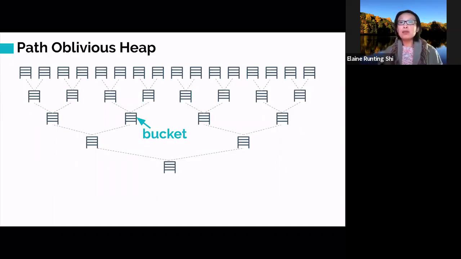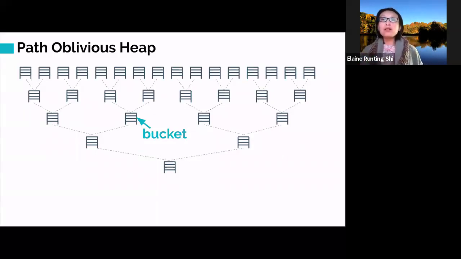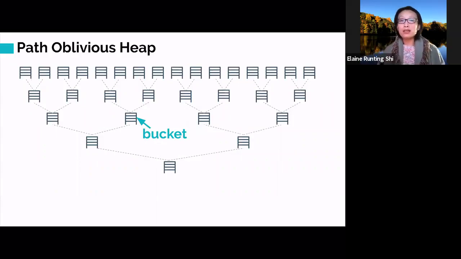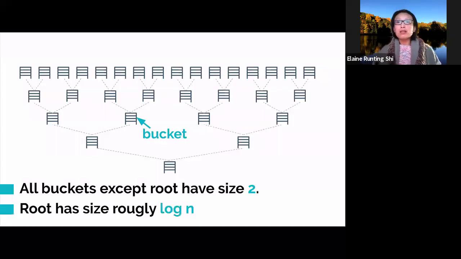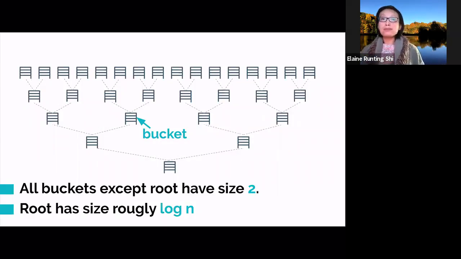We maintain a binary tree data structure. Here the tree is not upside down. This is how trees are supposed to look like. Every node in the tree is called a bucket, and every bucket is just a finite array. Now, except for the root bucket, which has size log n, every other bucket has size 2, meaning it can hold up to 2 elements.